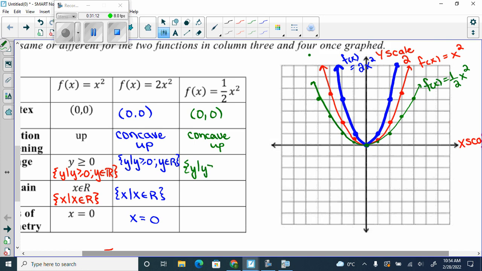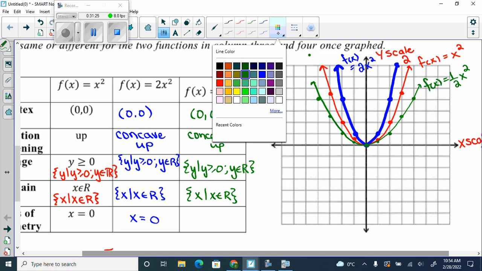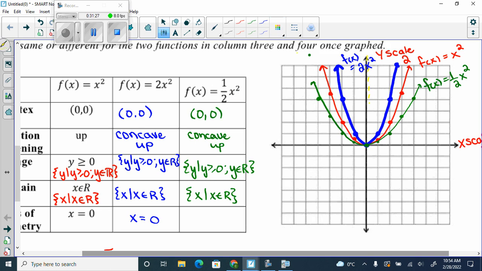y such that y is greater than or equal to 0, y in the reals. x such that x is in the reals. And all of these, every single one of them, has an axis of symmetry here. Every single one of them cuts in half here, which is x equals 0. Okay, then we're going to flip over.